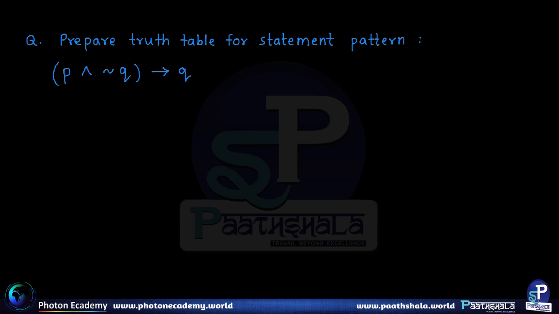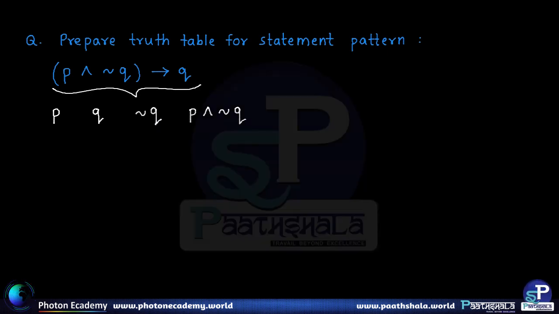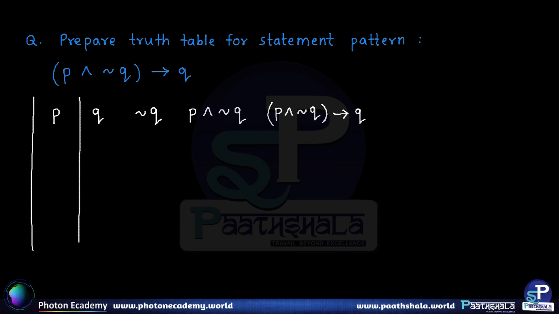Since we are seeing two individual statements, we write them as P and Q. Now we have to slowly build the pattern. First of all, let us build the negation Q as the third column. Then that has to be ANDed with P. So the next column would be P and negation Q. And this entire thing is to be added to the implication. So therefore we have P and negation Q implies Q as the last column. So we correctly needed only 5 columns. So let us now go ahead.